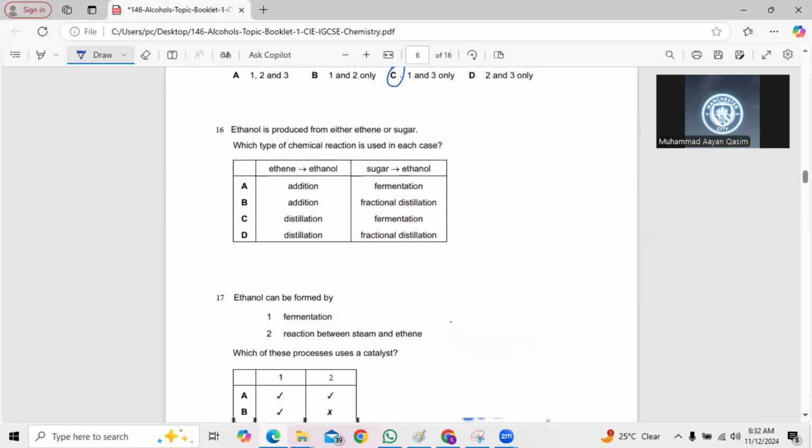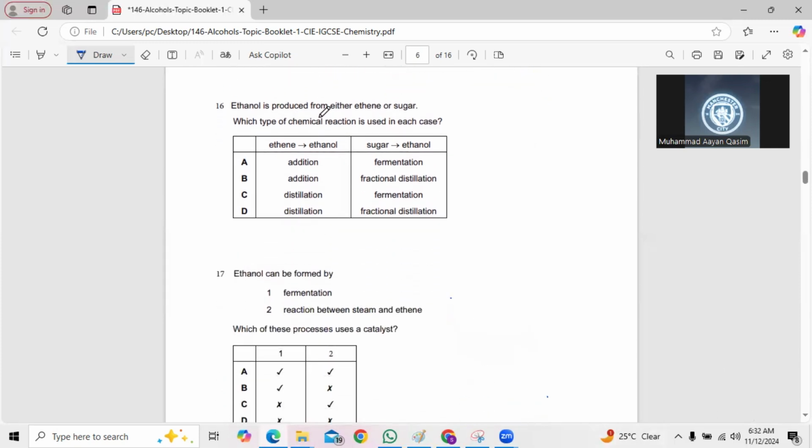Yes, what about the 16th? Ethanol is produced from either ethene or sugar. Which type of chemical reaction is used in each case? What reaction will happen with ethene, when you make ethanol from ethene? Addition. Yes, that's going to be an addition reaction. And what about sugar to ethanol? Fermentation. So the answer would be A. Very nice.